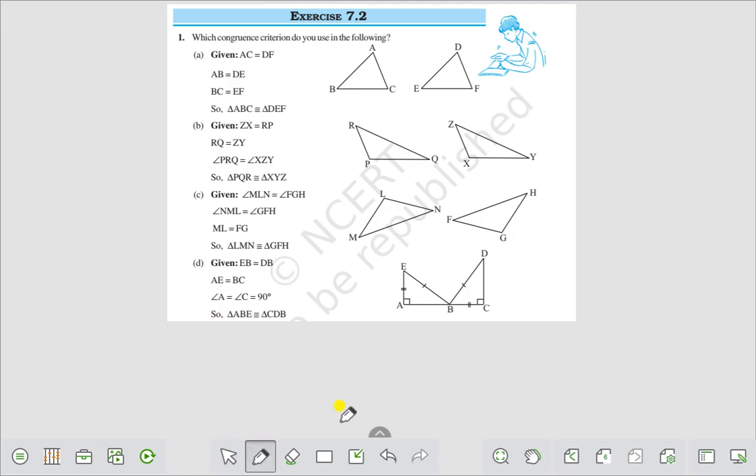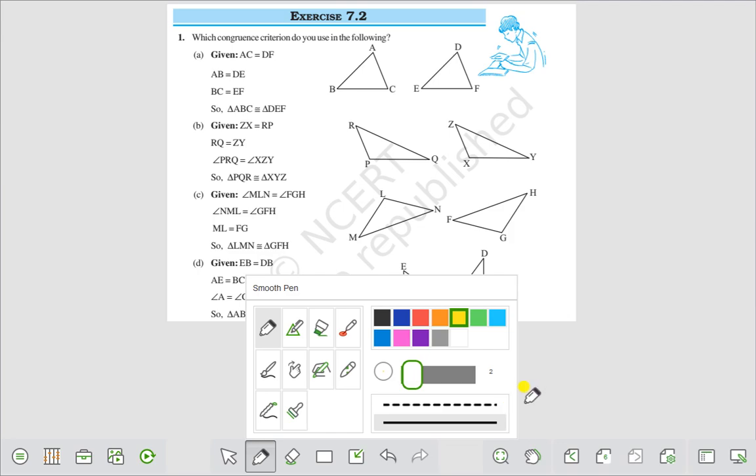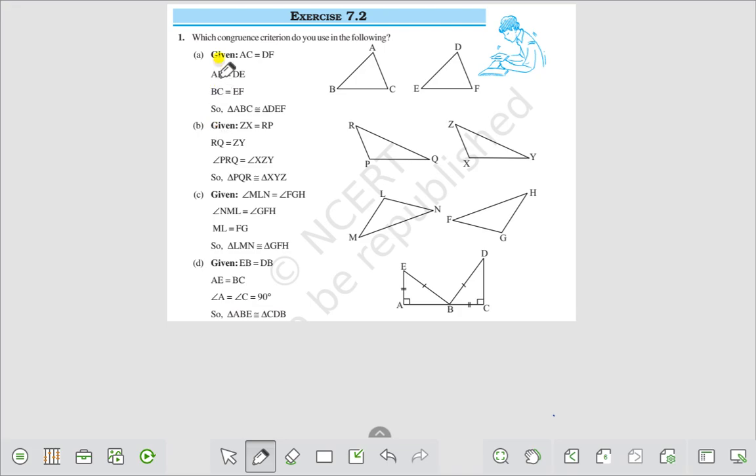Exercise 7.2, question number 1: which congruence criteria do we use in the following? Here it is given that AC is equal to DF. This AC side is equal to DF side, right? And AB is equal to DE. That AB side is equal to DE side, right? And also BC side is equal to EF.